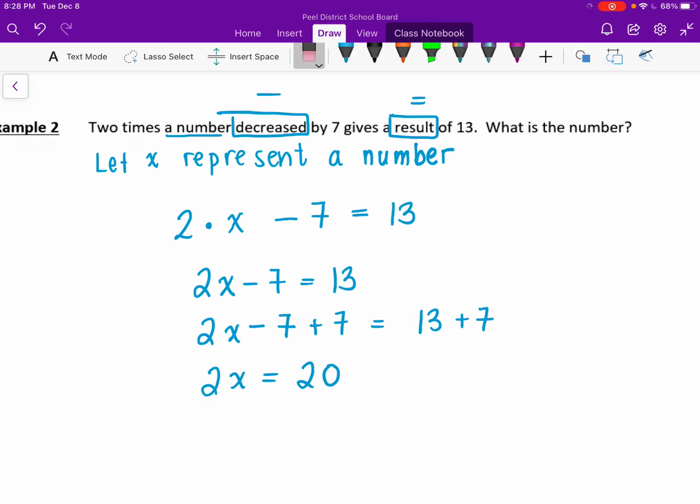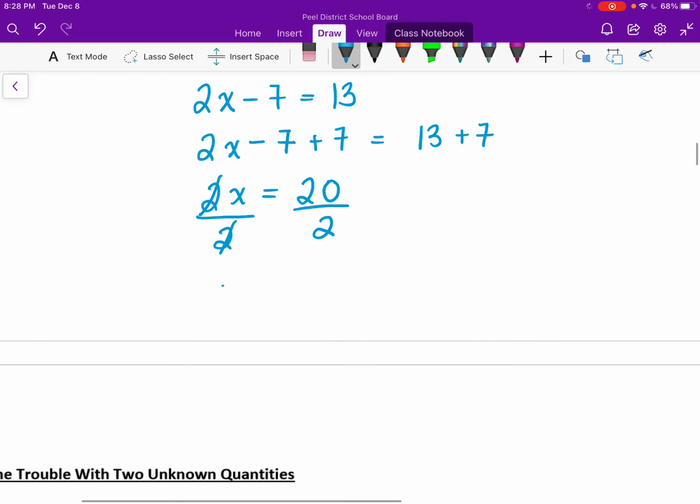And then I'm going to try to get this x by itself right here, right? And in order to do that, I just got to divide this side by 2, because it's 2 times x, so I'm going to divide it by 2. Whatever I do to this side, I must do to the other, so I'm going to divide both sides by 2. X is equal to 10. Okay? And that is my answer.